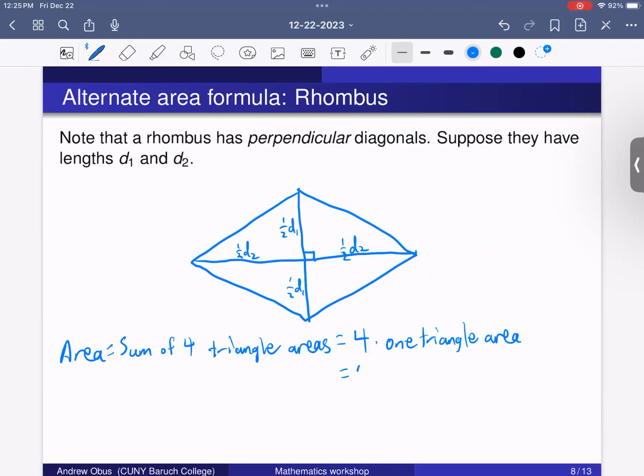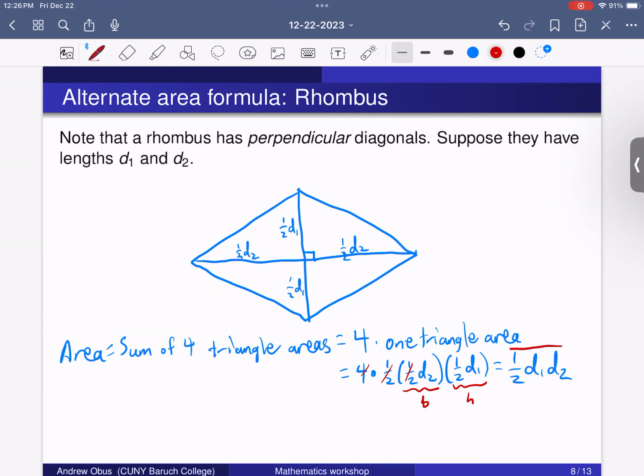And what is this? It's 4 times, well, each one of these triangles has area 1/2 the base times the height. So that's 4 times 1/2 times the base. The base itself is 1/2 d2, and then the height is 1/2 d1, right? This over here is the base, and this over here is the height. If you multiply this all together, you get a 4 and a 1/2 and a 1/2. These all cancel out, and you're left with just a 1/2. And so this ends up being equal to 1/2 times d1 times d2.